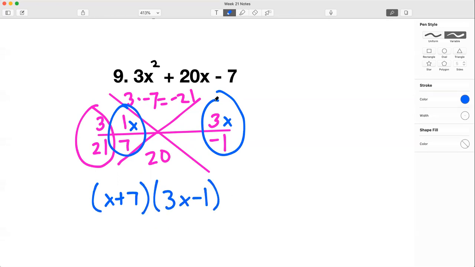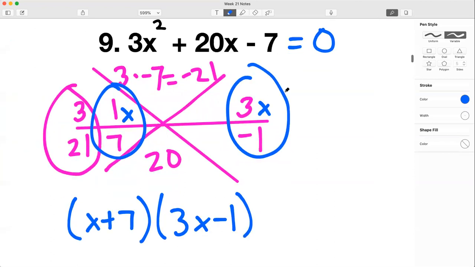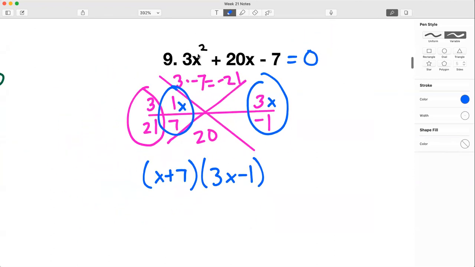So we use this and this to write our factored answer. 3x minus 1. And then I should have put equals 0 here. That was a mistake. I forgot to write that. So could you please add that to the top there on the equation? So this equals 0.